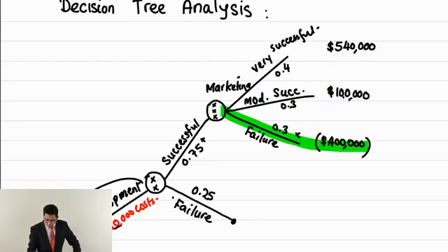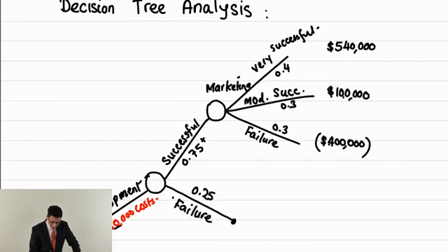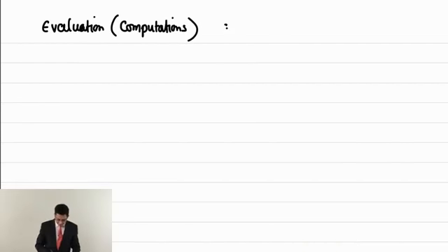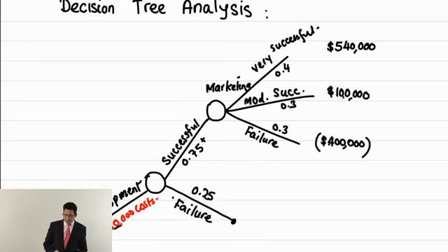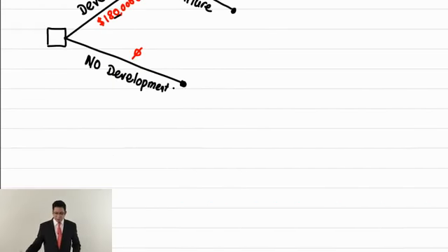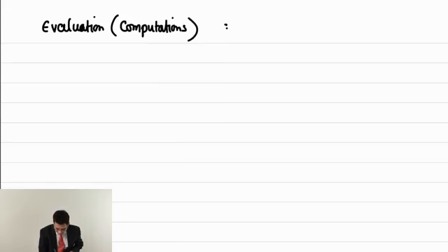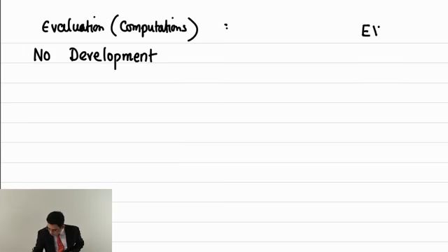Second approach is reading all lines and showing calculations separately. So completely your choice. For me, both are the same, whichever is suitable for you. Let's read all lines here. First of all, if I'm looking at no development, if we don't want to develop the product, what would be expected value?